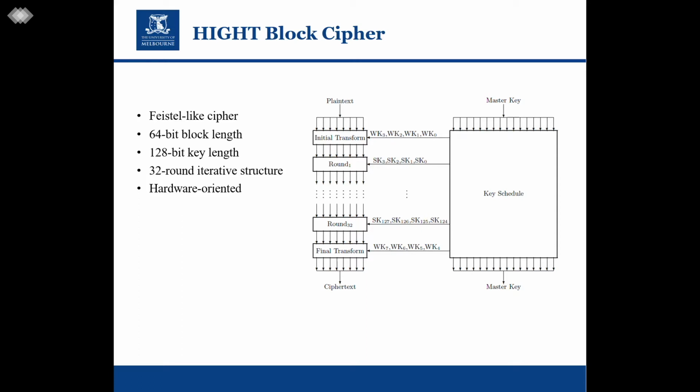Firstly, the plain text is sent to the initial transfer function. Here, the WK is called the whitening key, generated from the key schedule. Then the intermediate value is passed to a 32-round function with the subkey SK from the key schedule. Finally, the final transfer function will produce the cipher text with other whitening keys.